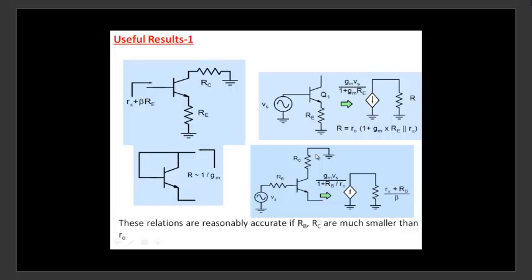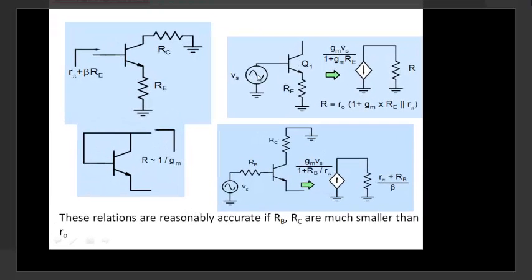We need to remember these, that when I look from the base, these are all small signal results. When I look from the base, what I see is R pi plus beta times Re. These are simplified results. When I look at a transistor with a source attached here and a resistance attached in the emitter, when I look at it from the collector side, it appears as a dependent current source with the value Gm times Vs divided by 1 plus GmRe, and a resistor looking from here, which is R0 times (1 plus Gm Re) parallel R pi. So this is how this whole circuit appears to be.